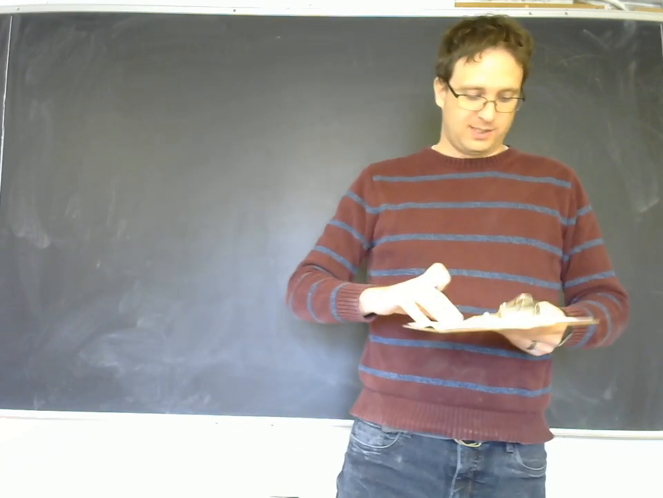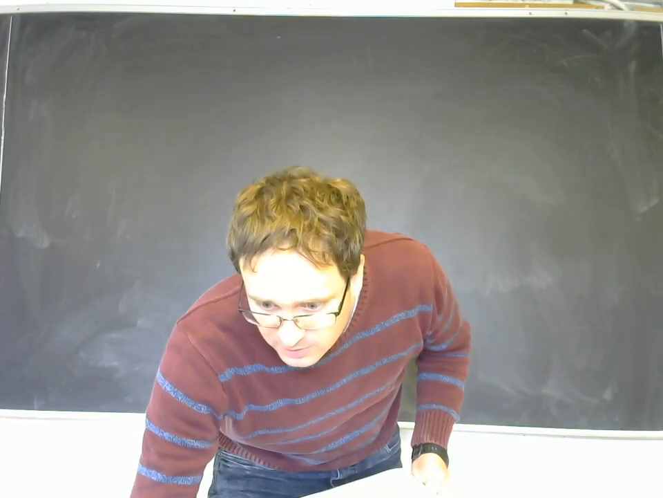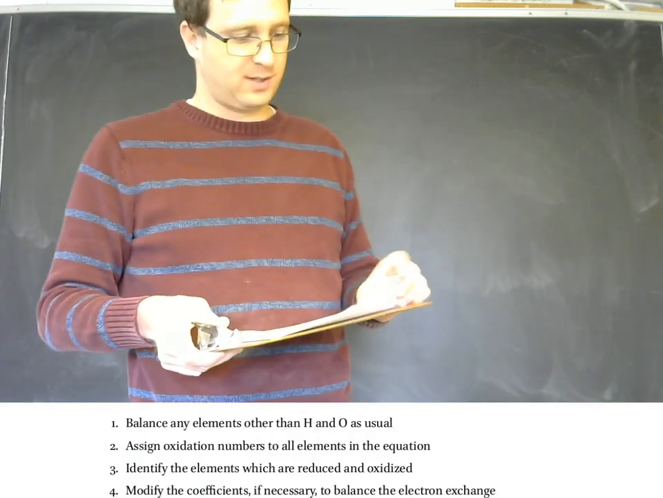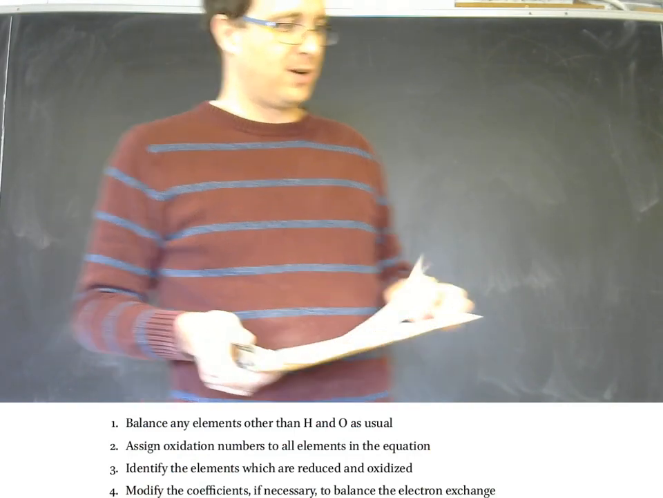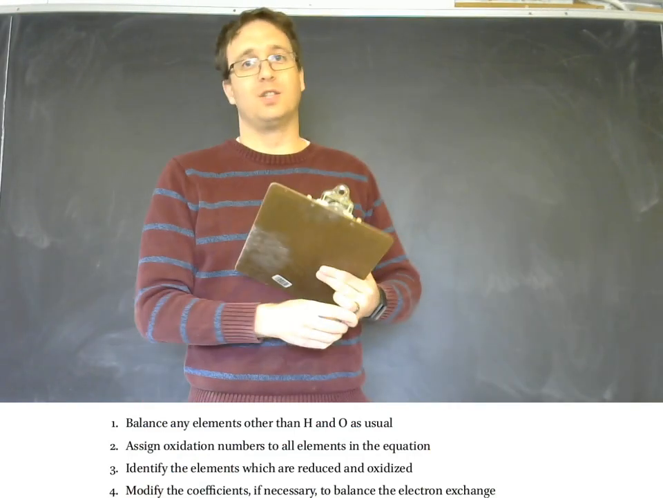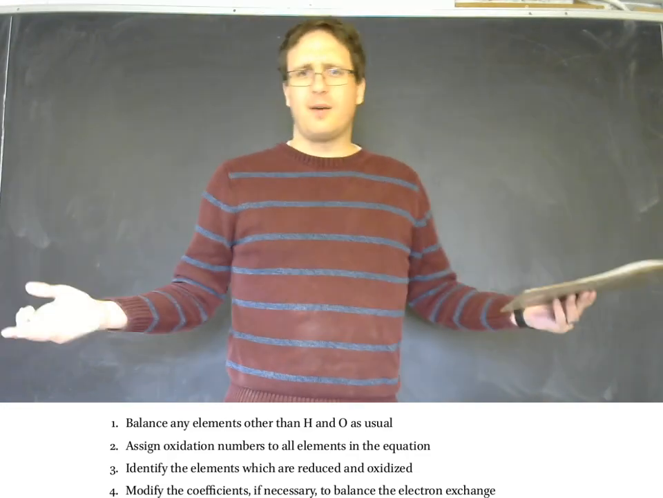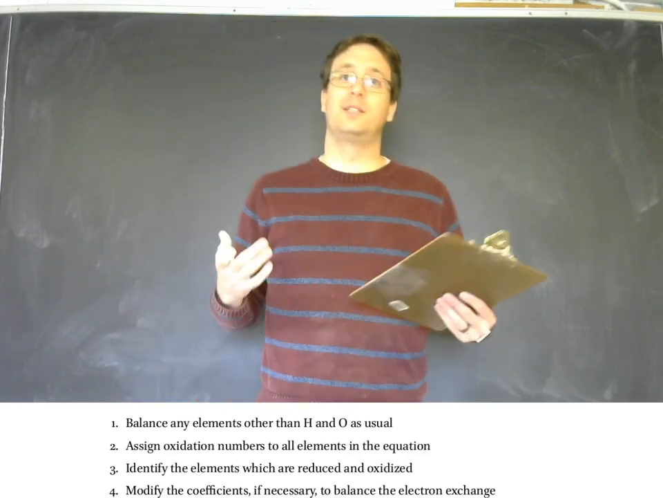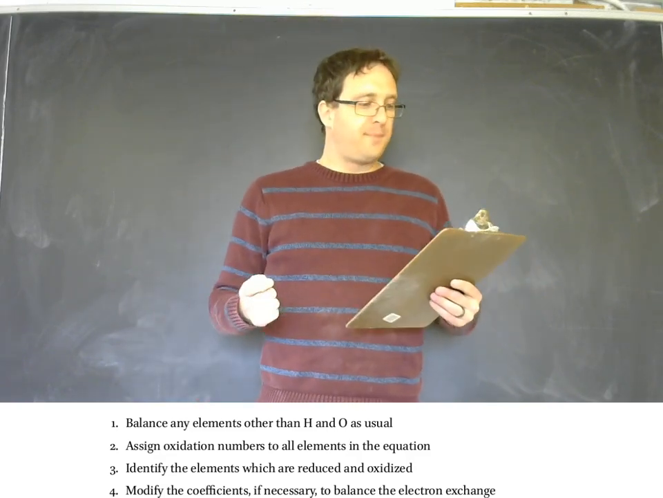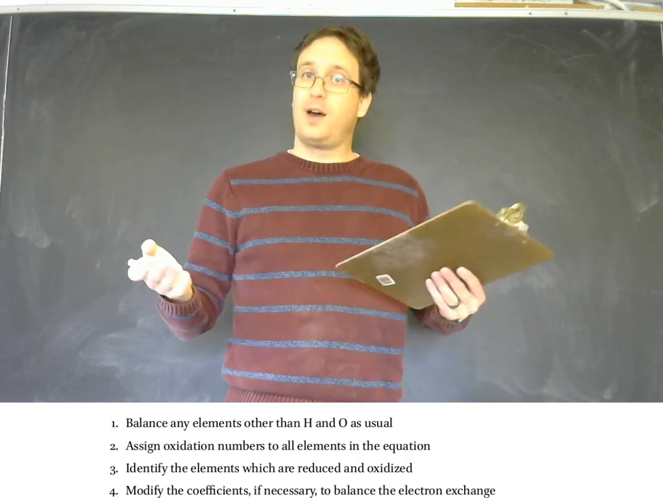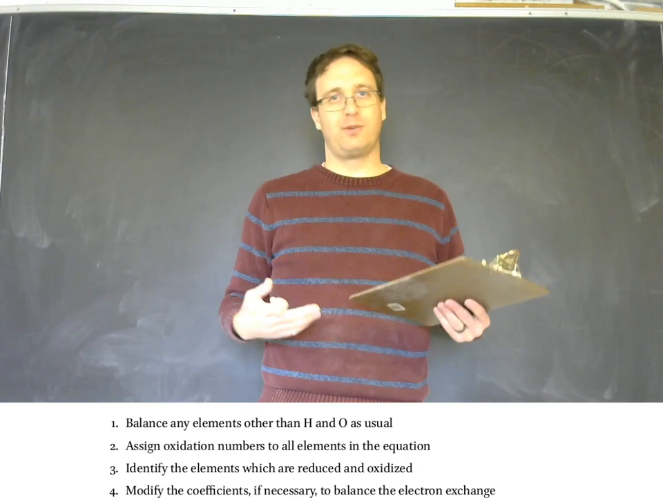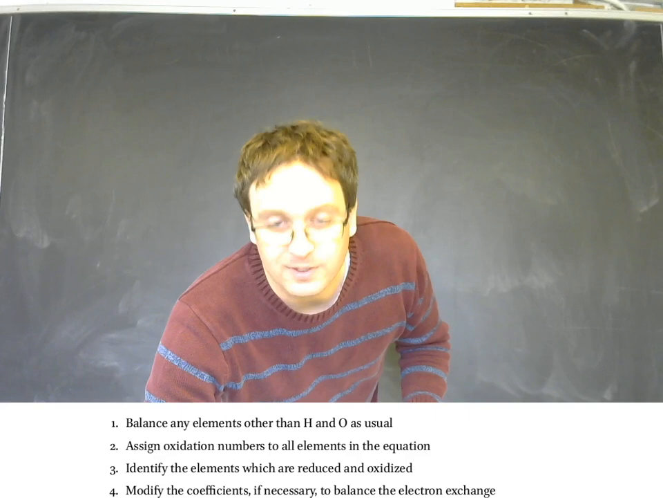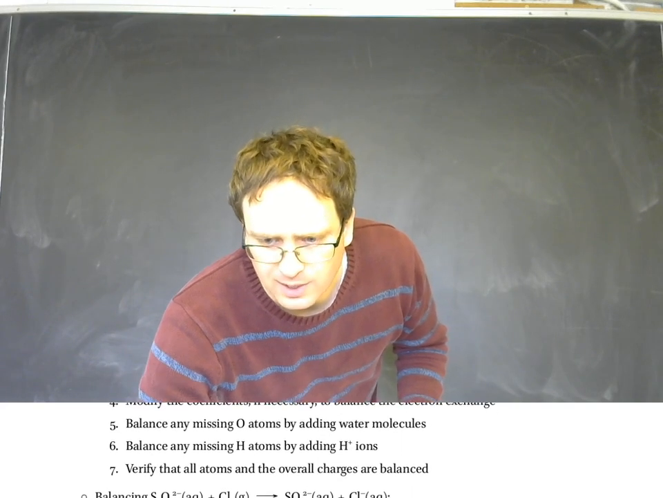And so there are 7 steps for balancing redox reactions. Hold on a sec, we'll pull those up. So the first is to just balance all of your elements that are not hydrogen or oxygen. Balance them as usual, so you have the same number of atoms on each side. And then you're going to want to look at the oxidation numbers, identify what has been oxidized and by how many electrons, what has been reduced and by how many electrons. And then you'll want to modify the coefficients in order to balance those electron transfers.